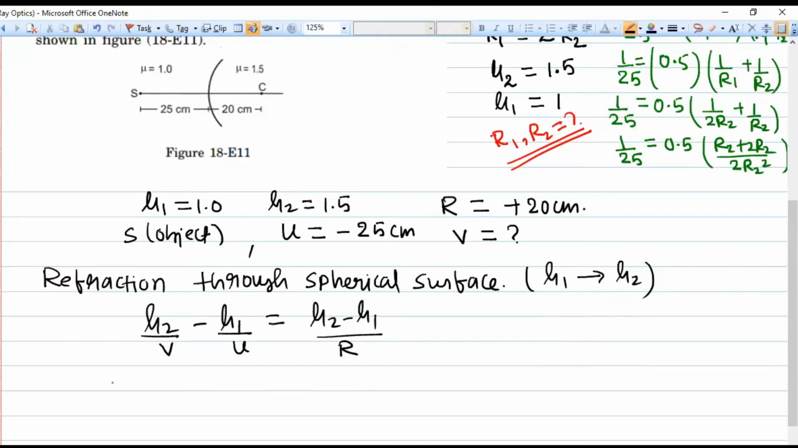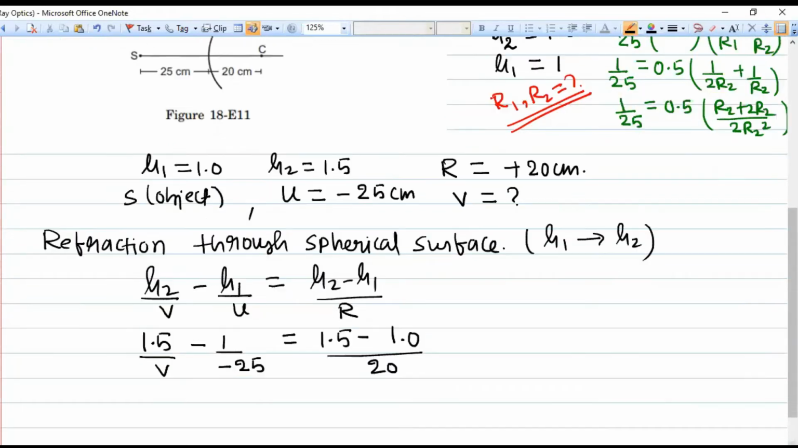Now mu2 is given 1.5, image distance we don't know, so 1.5 divided by V, minus mu1 which is 1, object distance is given minus 25, equals mu2 1.5 minus mu1 1.0 divided by radius, and the radius is 20 centimeter. Just solve it. It's very simple. So it will become 1.5 divided by V plus 1 by 25 equals (1.5 minus 1), that is 0.5, divided by 20. Just keep on solving.